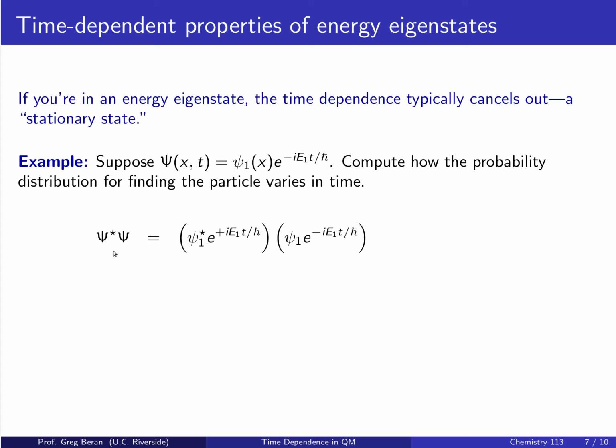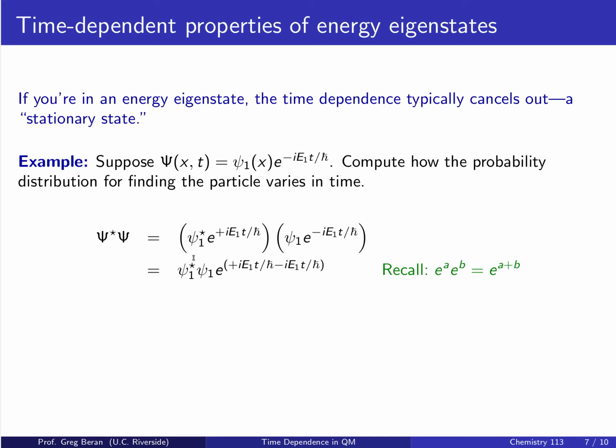Well, I can look at psi star psi and go ahead and evaluate that. So I have psi 1 star times e to the plus i E1 t over h bar times psi 1 e to the minus i E1 t over h bar. So notice I have the plus in the exponent here because I've taken the complex conjugate of this wave function, which changes the sign of i. So I go from minus i to plus i. Now if we're talking about the particle in a box, psi 1 is actually real valued, so there's nothing actually changing between psi 1 star and psi 1, but I still marked it as the complex conjugate just for the sake of clarity.